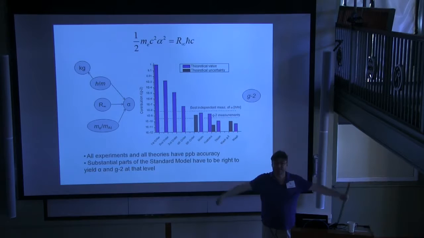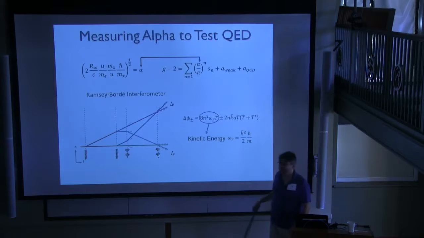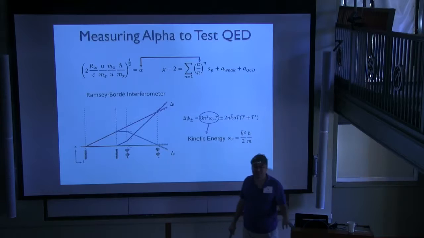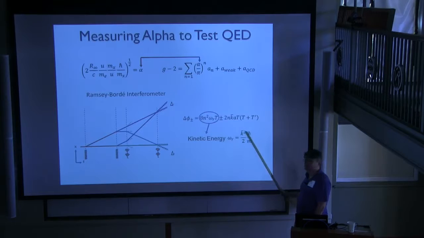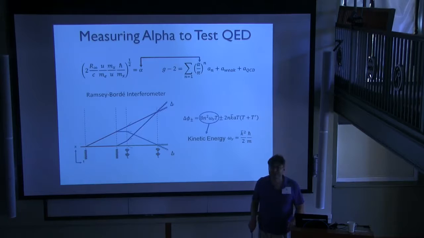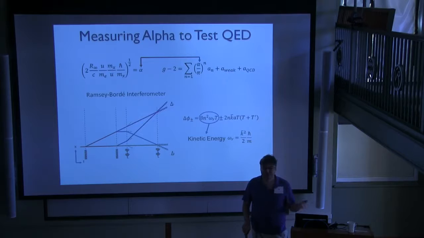Where does the atom interferometer come in? This is a slightly different interferometer geometry. It's called the Ramsey-Bordé interferometer. And it measures mostly the kinetic energy of the particle, which is p squared over 2m. And p is given by the photon momentum, h bar k. And so we end up measuring h bar k squared over 2m. And h over m is what we need to know in order to get alpha to higher precision. The goal is to match the accuracy of the g minus 2 measurement so that the comparison of theory and experiment can exploit the full accuracy of that measurement.